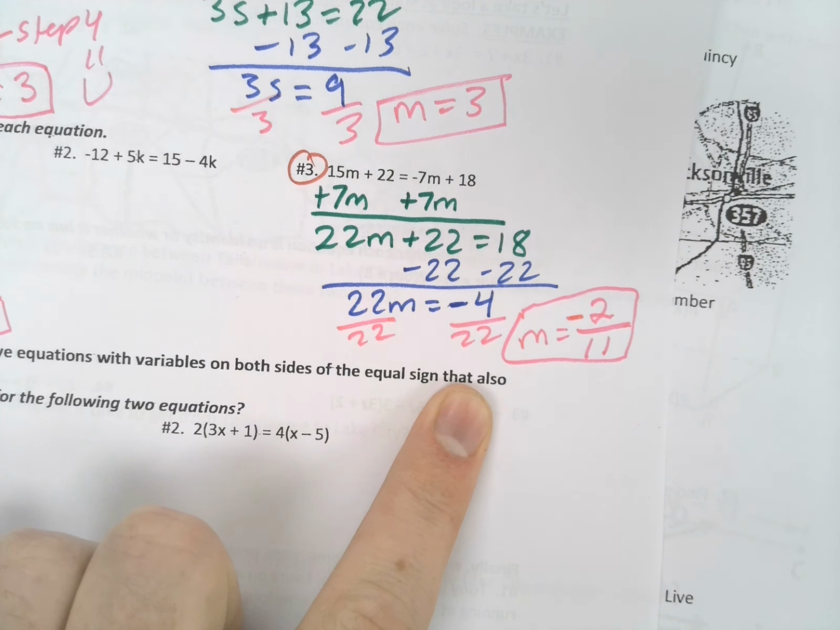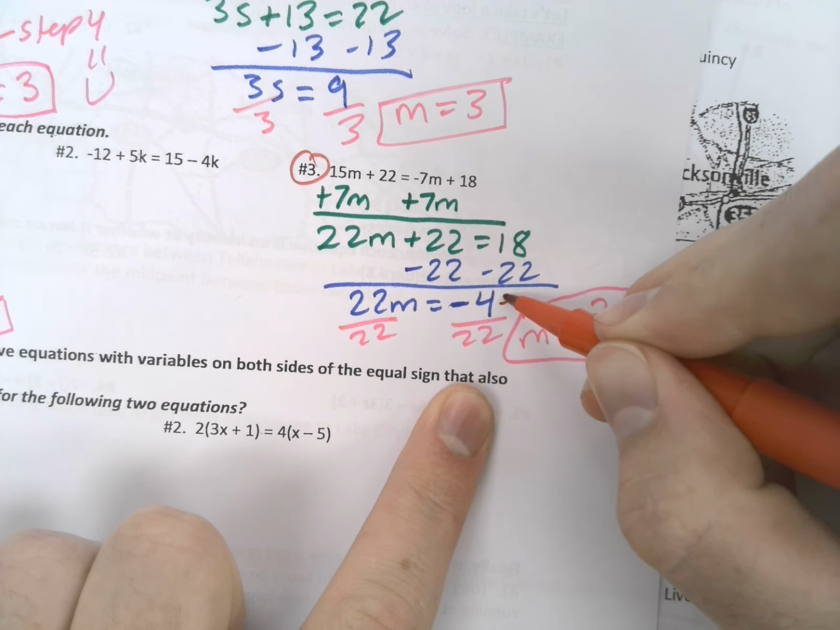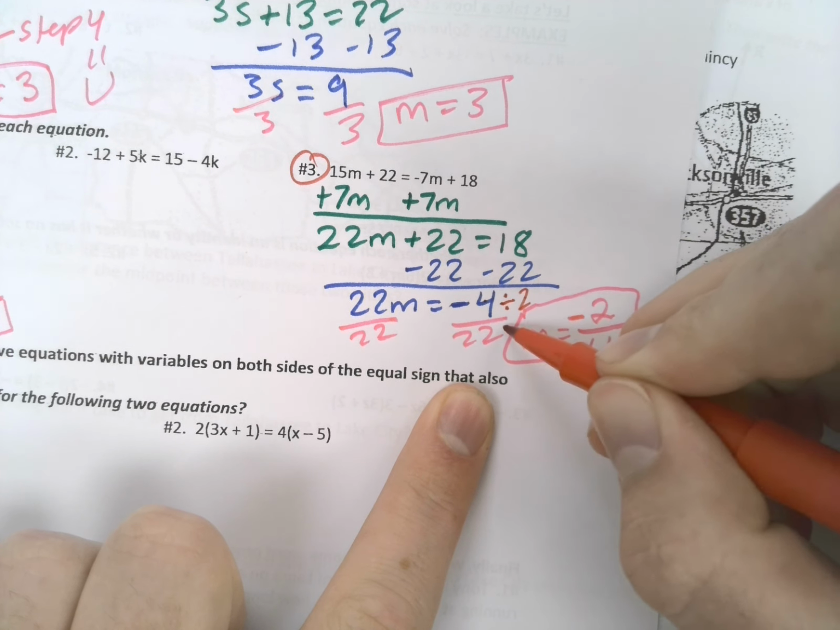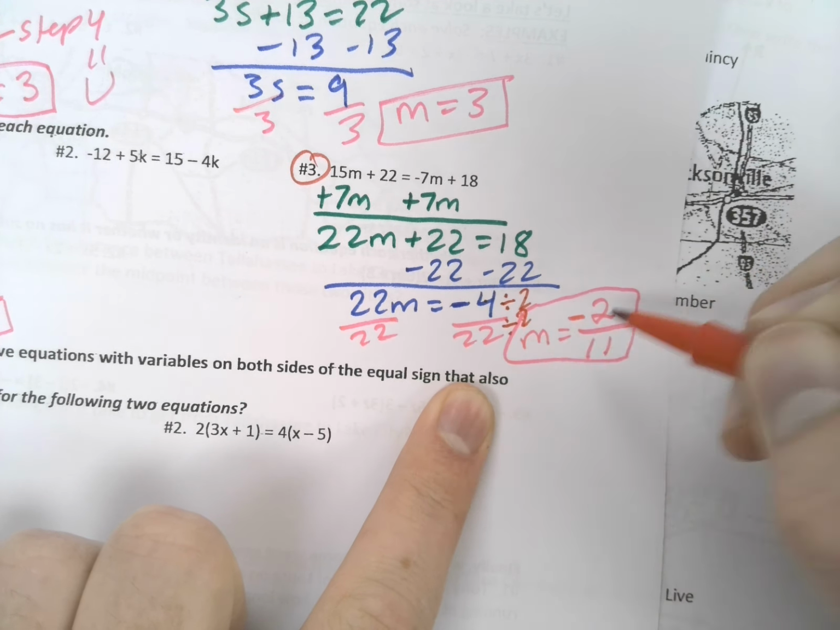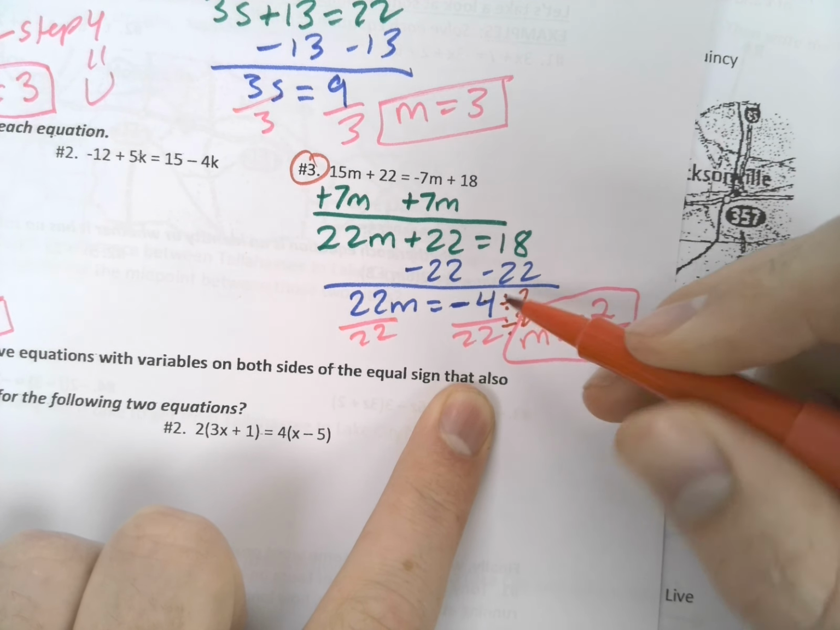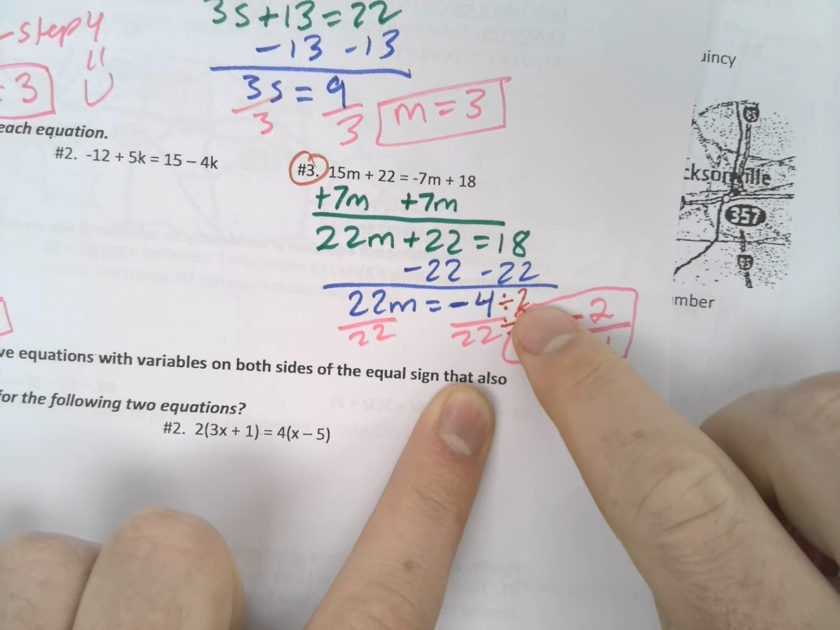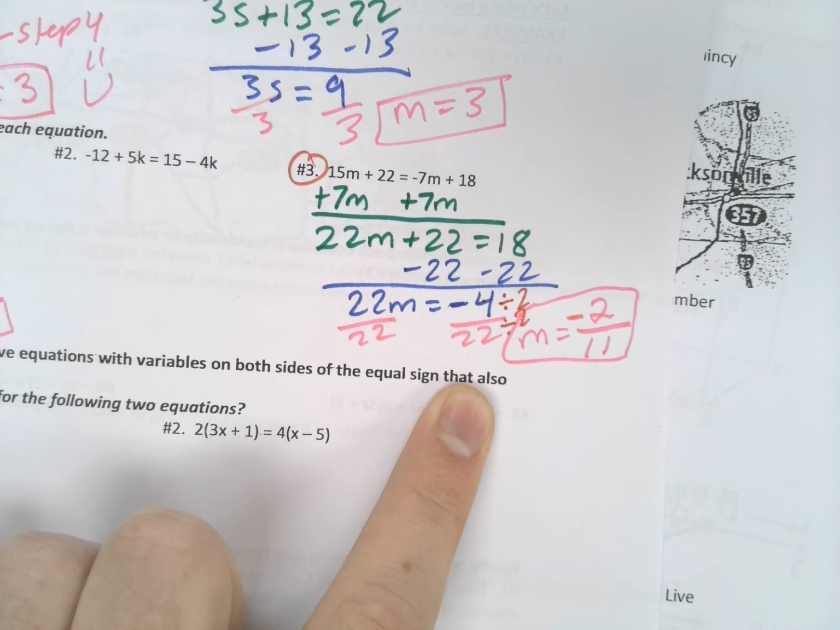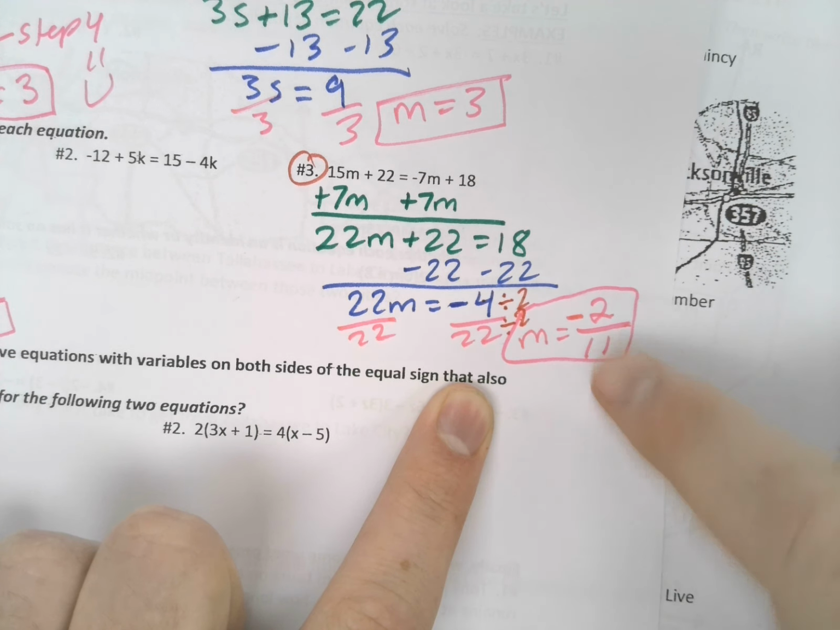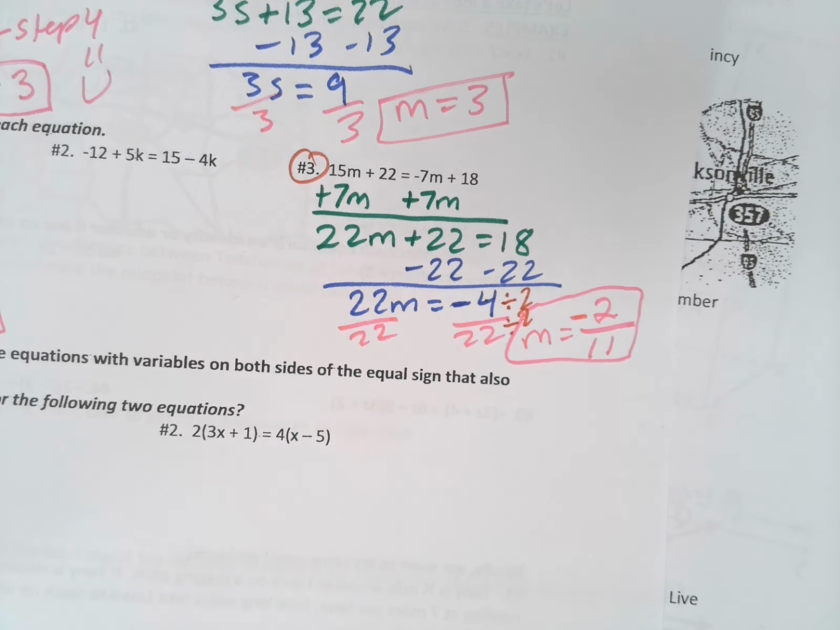Negative 4 divided by 22, that's going to create a fraction. So we can say, okay, 2 goes into 4, 2 goes into 22. We can reduce this down to negative 2 over 11 when you divide that by 2 and that by 2. And that's as far as that reduces. 2 and 11 have nothing in common, so we can't simplify that any further.